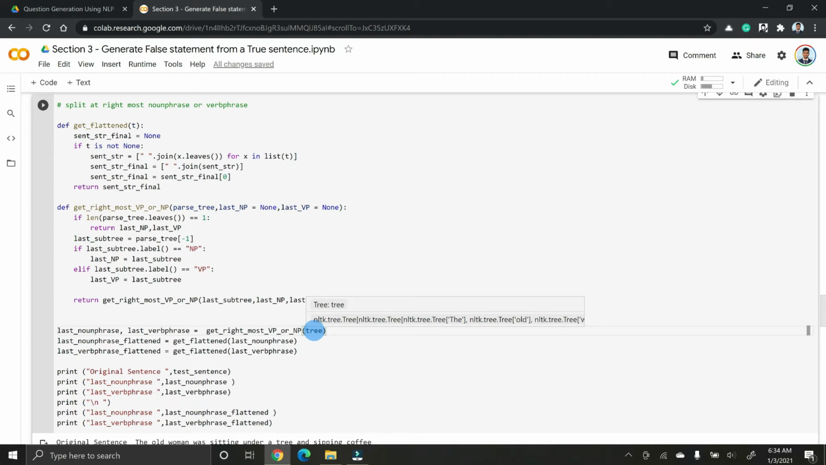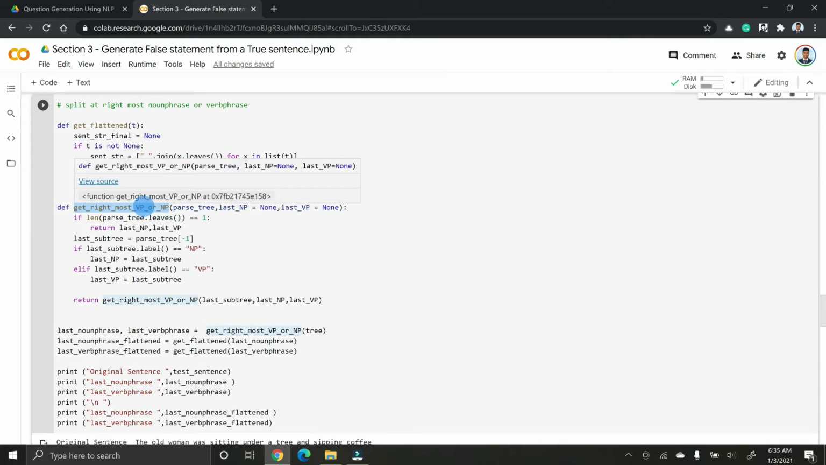It could be an n node tree underneath. I'm passing the tree to this function, get rightmost verb phrase or noun phrase. What's happening here is that this is a recursive function where we will recursively go through the rightmost branch of the tree and record the last encountered noun phrase or verb phrase. So let's see how this works.